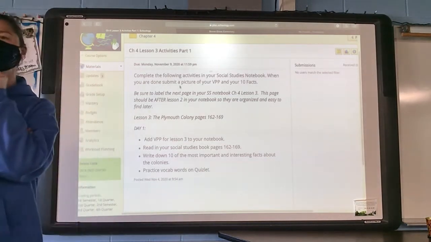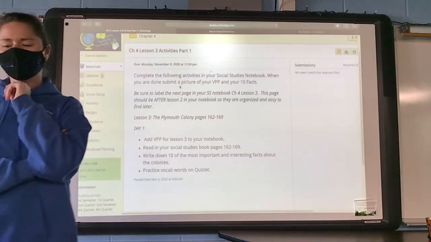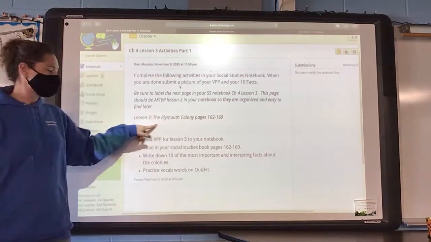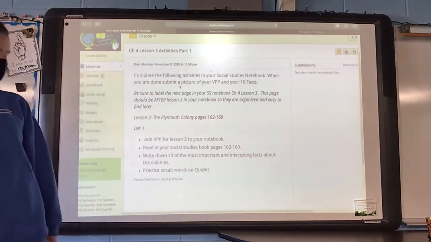We're getting there. Okay, we're labeling the top of our page right now. This is the title of that lesson, the Plymouth Colonies.